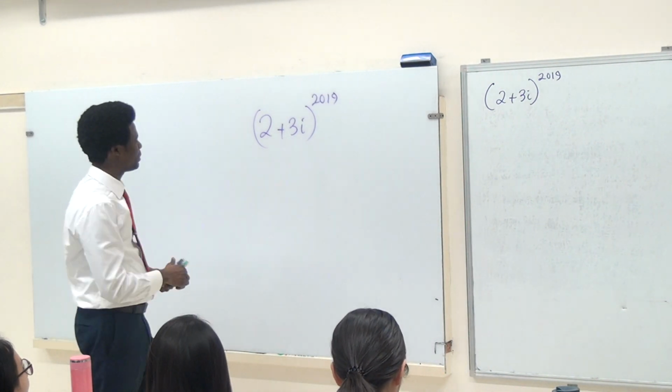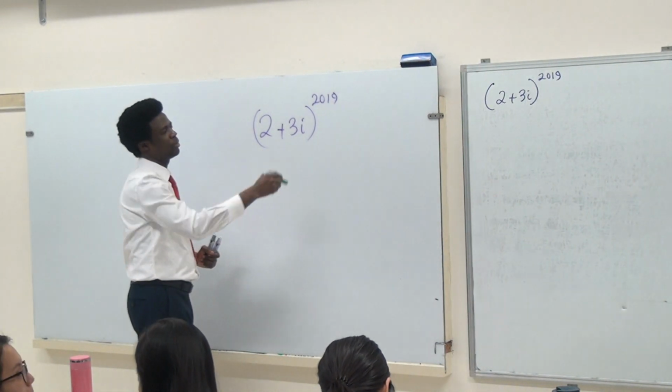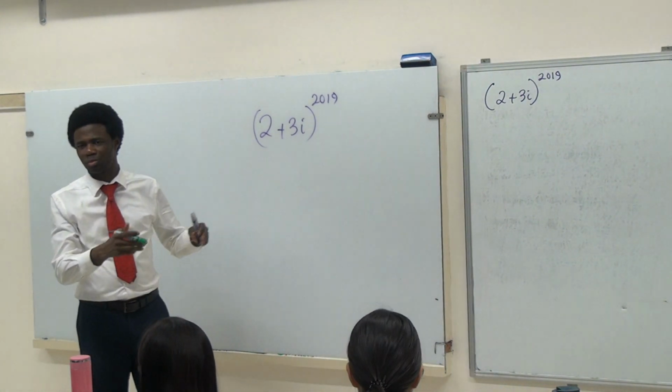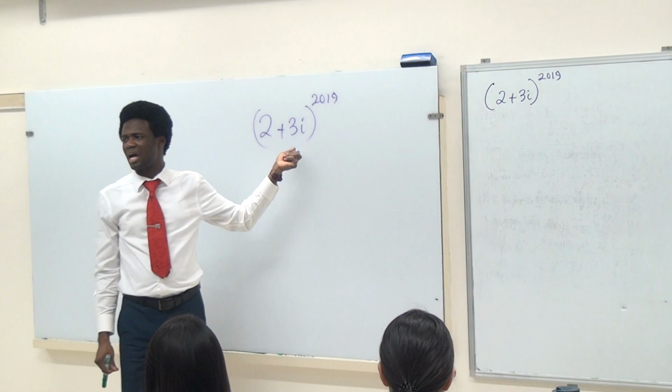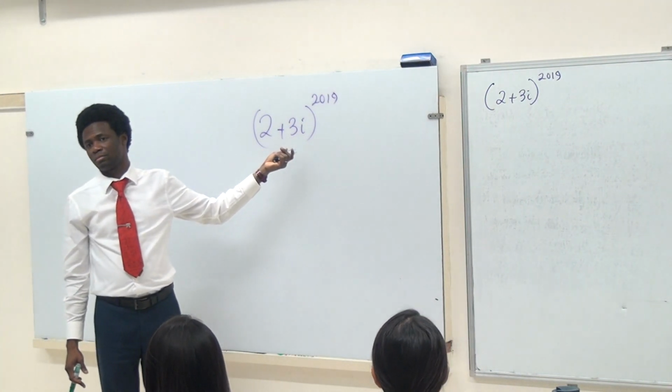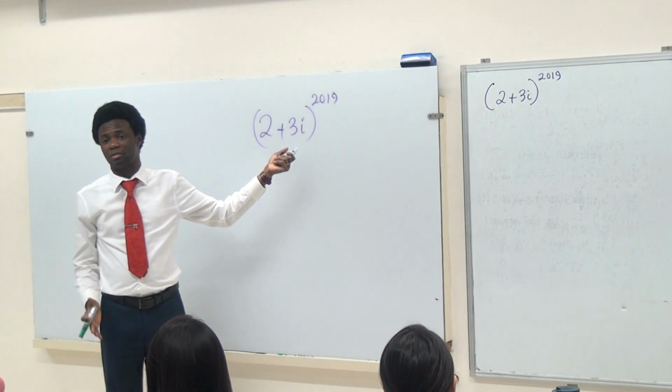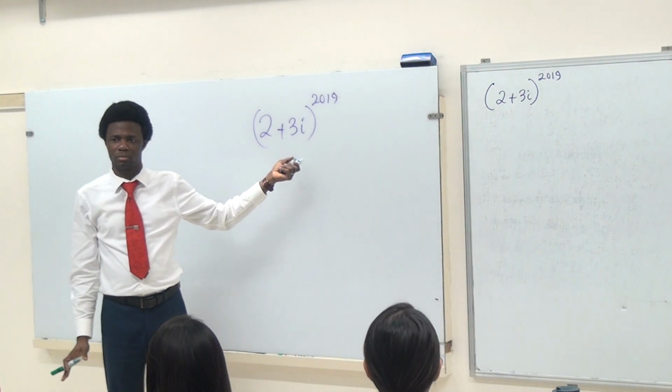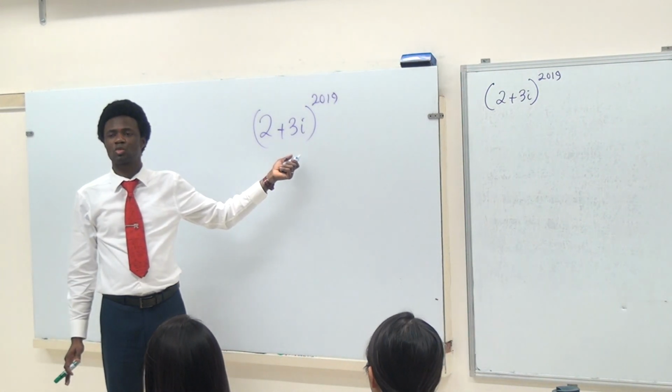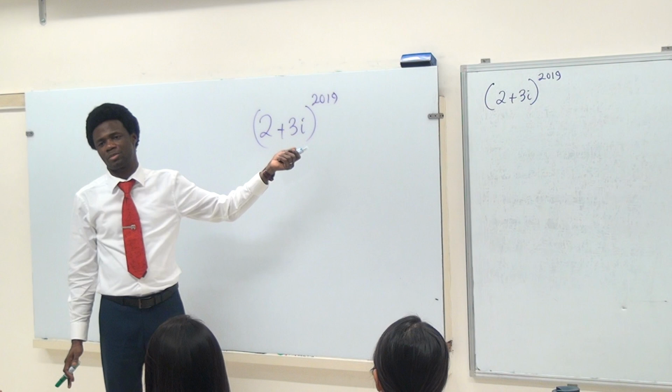So you don't have to worry about, oh, maybe you can use n combination r. No, imagine how many terms you would have before you simplify if you just expand by what you know initially. 2020. Imagine having 2020 terms. It doesn't make sense.